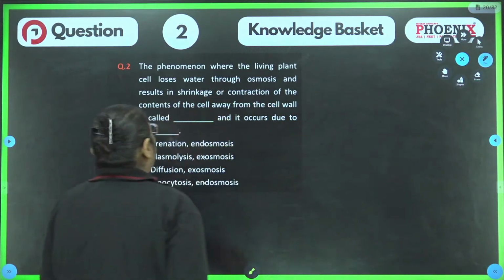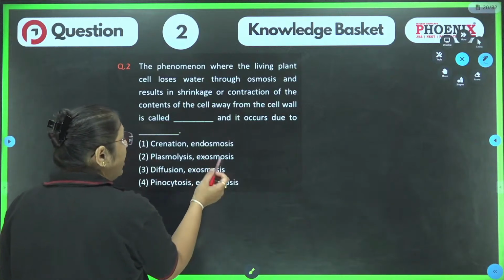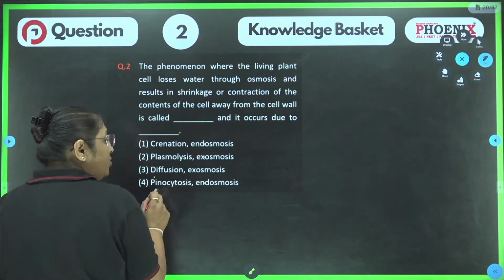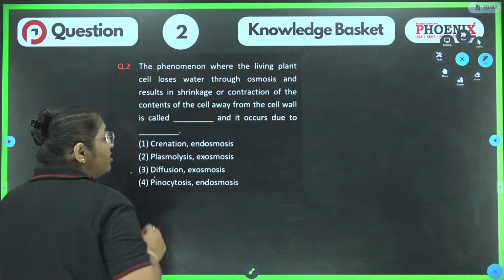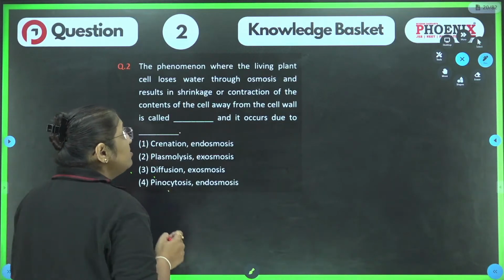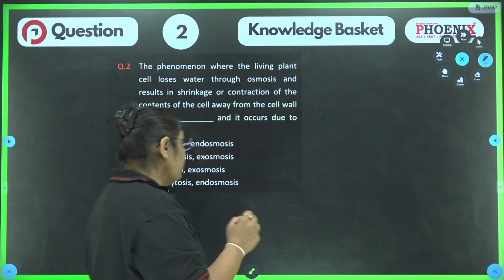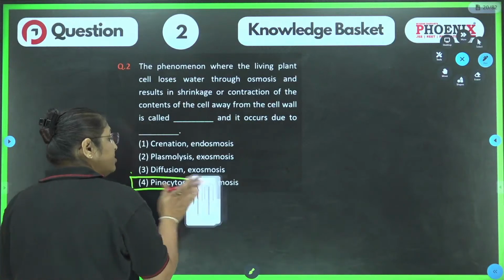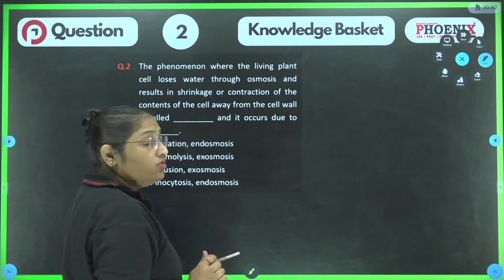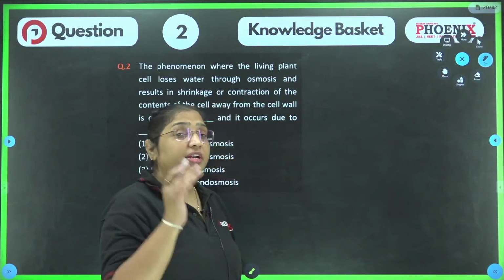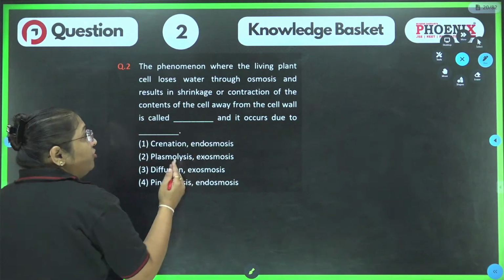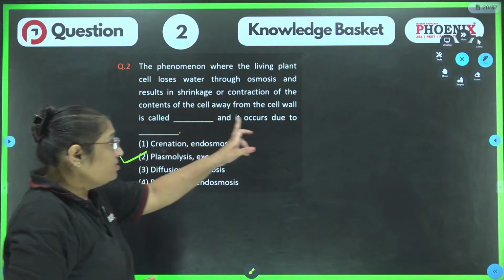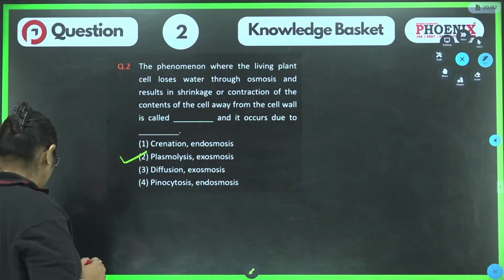Here we are given a few options: crenation with endosmosis, plasmolysis with exosmosis, diffusion with exosmosis, pinocytosis with endosmosis. Now diffusion is the exchange of gases, and pinocytosis is known as cell drinking, which I will explain in a later video. But right now we have already understood what plasmolysis is: the plasma membrane just goes away from the cell wall. So the answer is second: plasmolysis, and it occurs due to exosmosis.